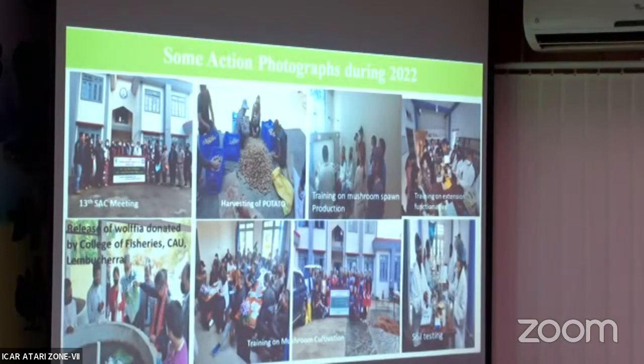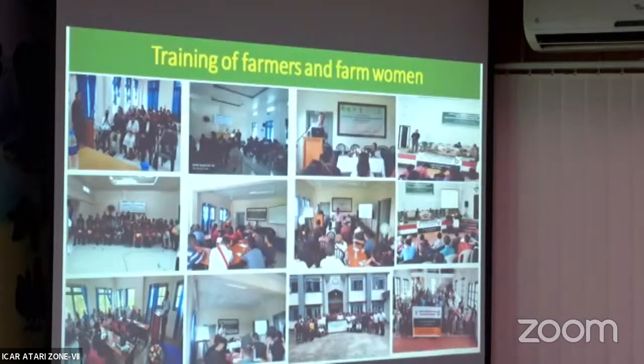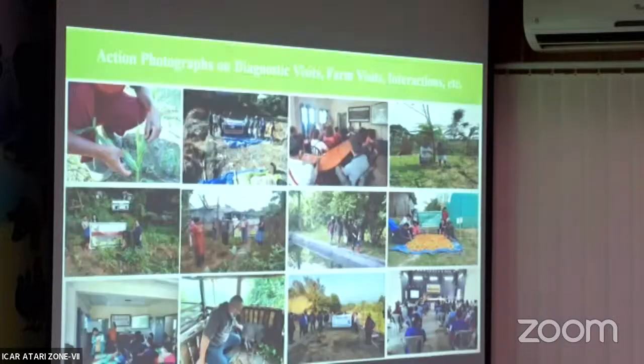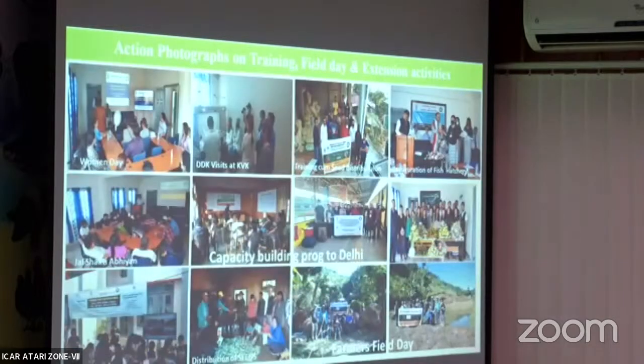These are some example photographs during 2023. Small muscle collection. We should produce muscle expansion during every season. Last time was diagnostic visits, farm visits, and directions.